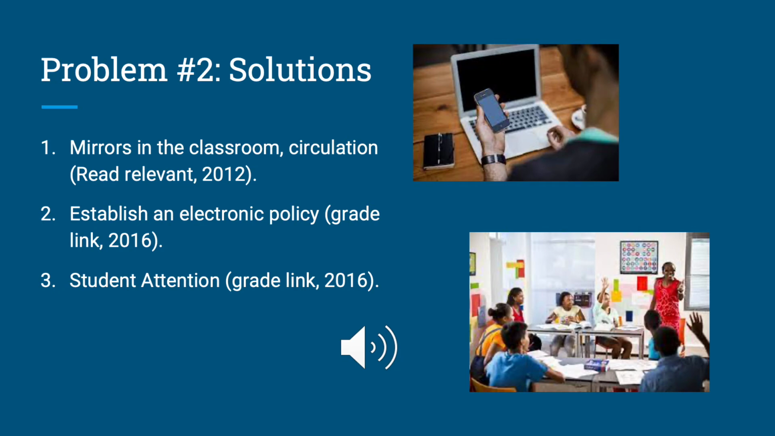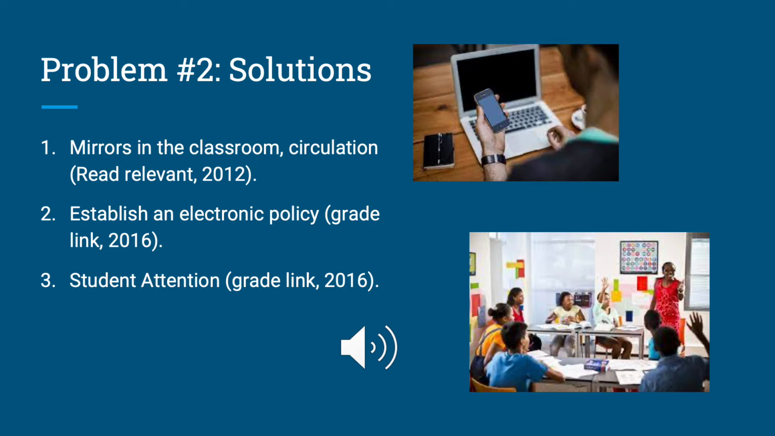The solution to this issue could be a variety of things. For one, mirrors in the classroom. So putting the mirrors in the back of the classroom or the front, this can give the teacher kind of more eyes on what's going on in the classroom. Another thing kind of going along with this would be circulation. It's really good that the teacher constantly walks around the classroom to make sure that students are using technology appropriately and not using it for other issues that have nothing to do with what's going on in the classroom.